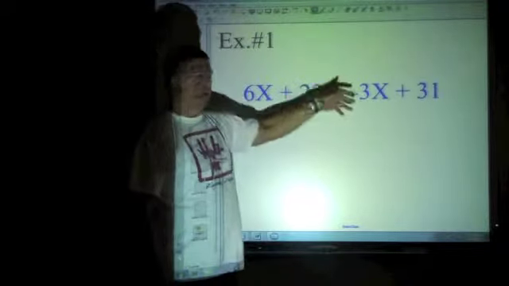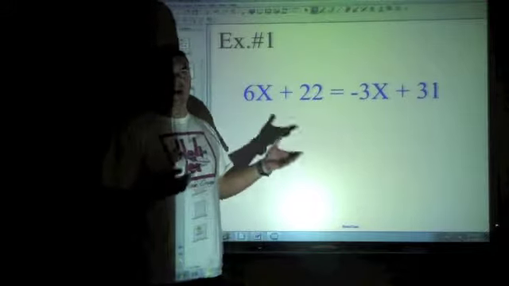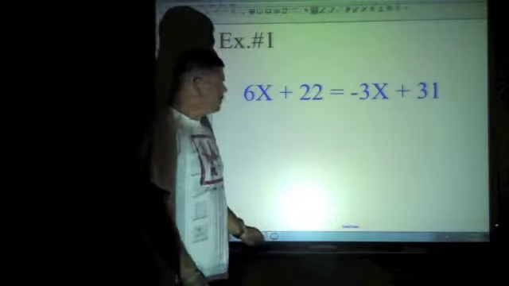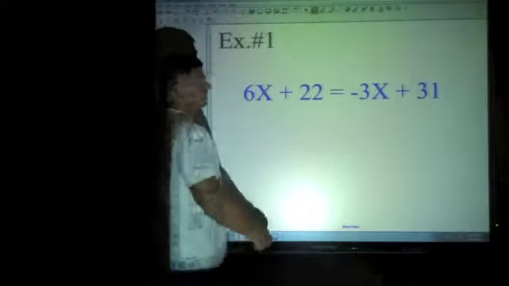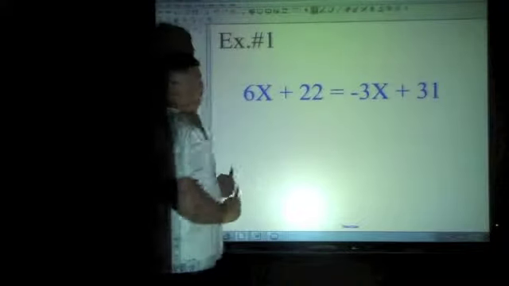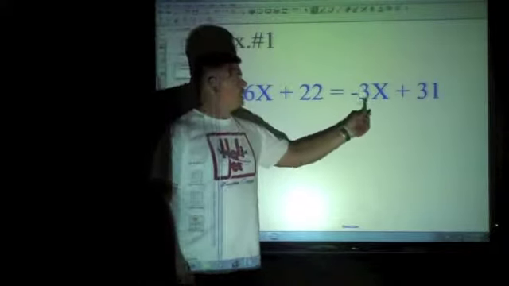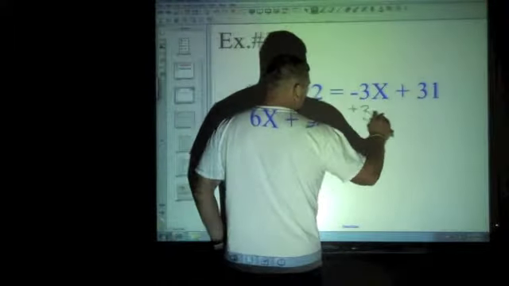If you decide to move them all to the right, that's great. If you want to move them all to the left, that's great too. It's whatever you'd like to do. We still have to move them using inverse operations. So if I looked at this first problem, I would probably say, I'm going to try to move these negative 3x's away from that side. And the only way I can get rid of a negative 3x is if I add 3x. So here I add 3x.